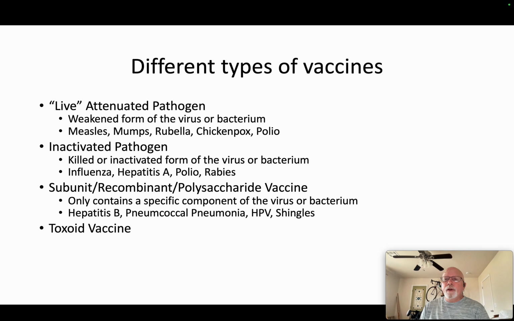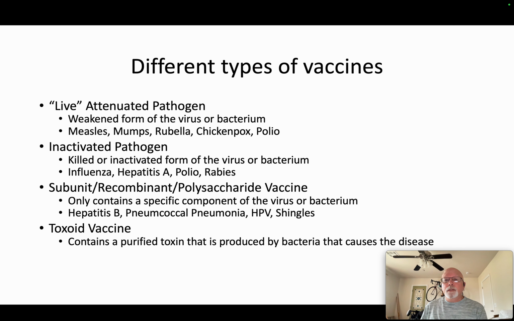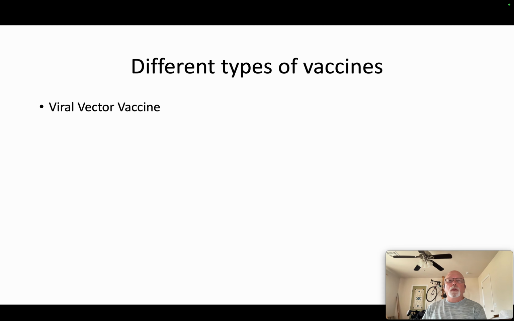The toxoid vaccine we mentioned in the first screencast. This is a vaccine to a toxin that is produced by an organism that causes disease, and so these are things like tetanus and diphtheria. And you'll notice that tetanus and diphtheria are both grouped vaccines. You get both of these vaccines together when you get a tetanus shot.